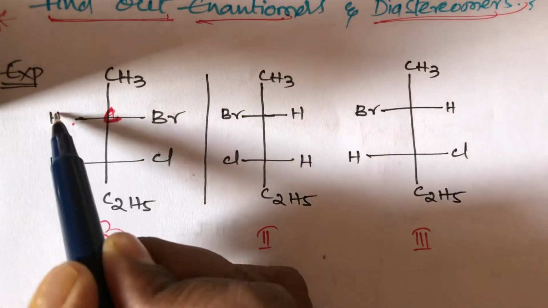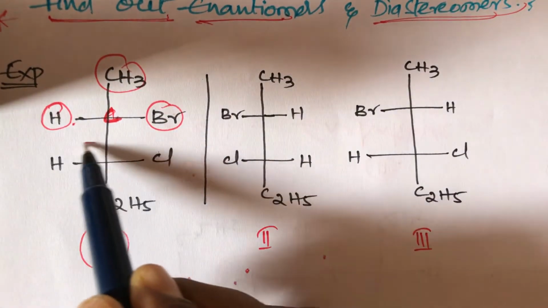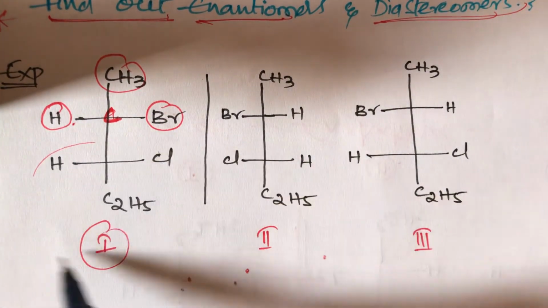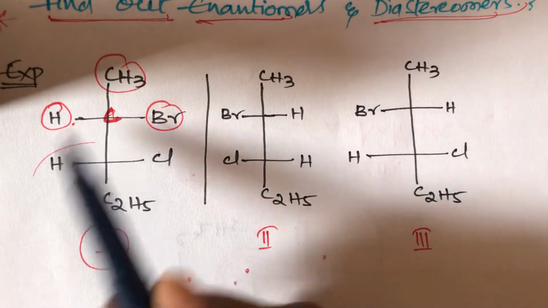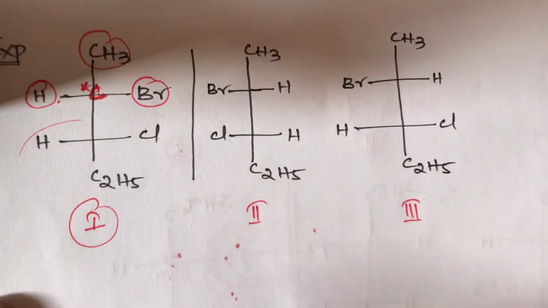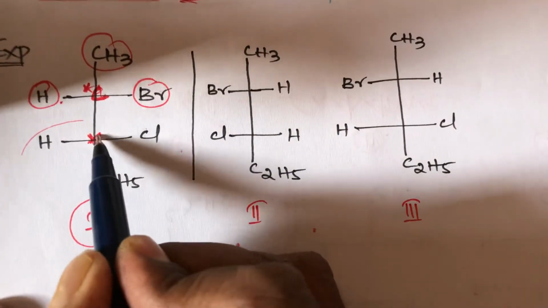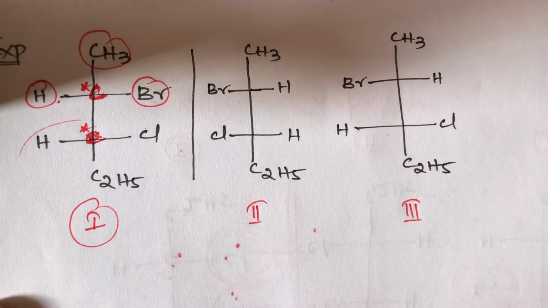Here this carbon is surrounded by one hydrogen, one bromine, one methyl group, and this complete group acts as one group. So this carbon is surrounded by four different groups. So it is a chiral center and chiral carbon, and the second one is also a chiral center, also a chiral carbon. So in this first structure, two chiral centers are there.